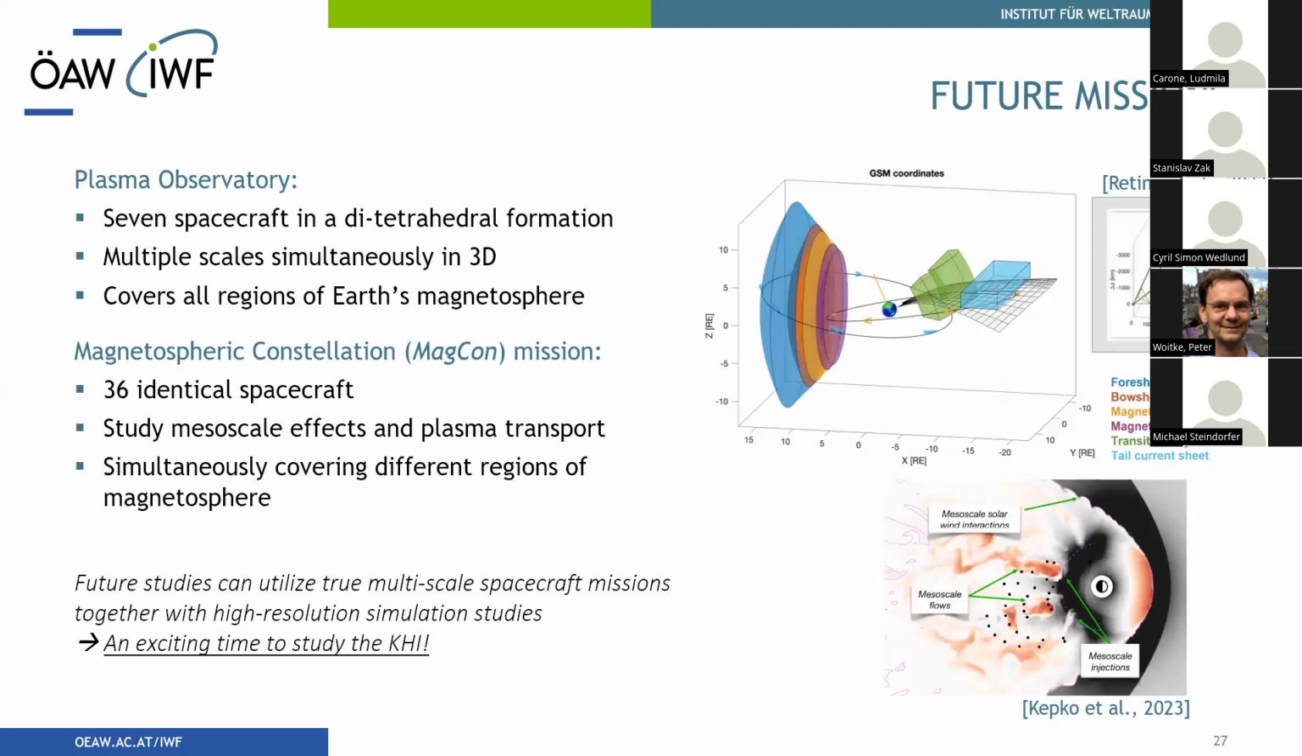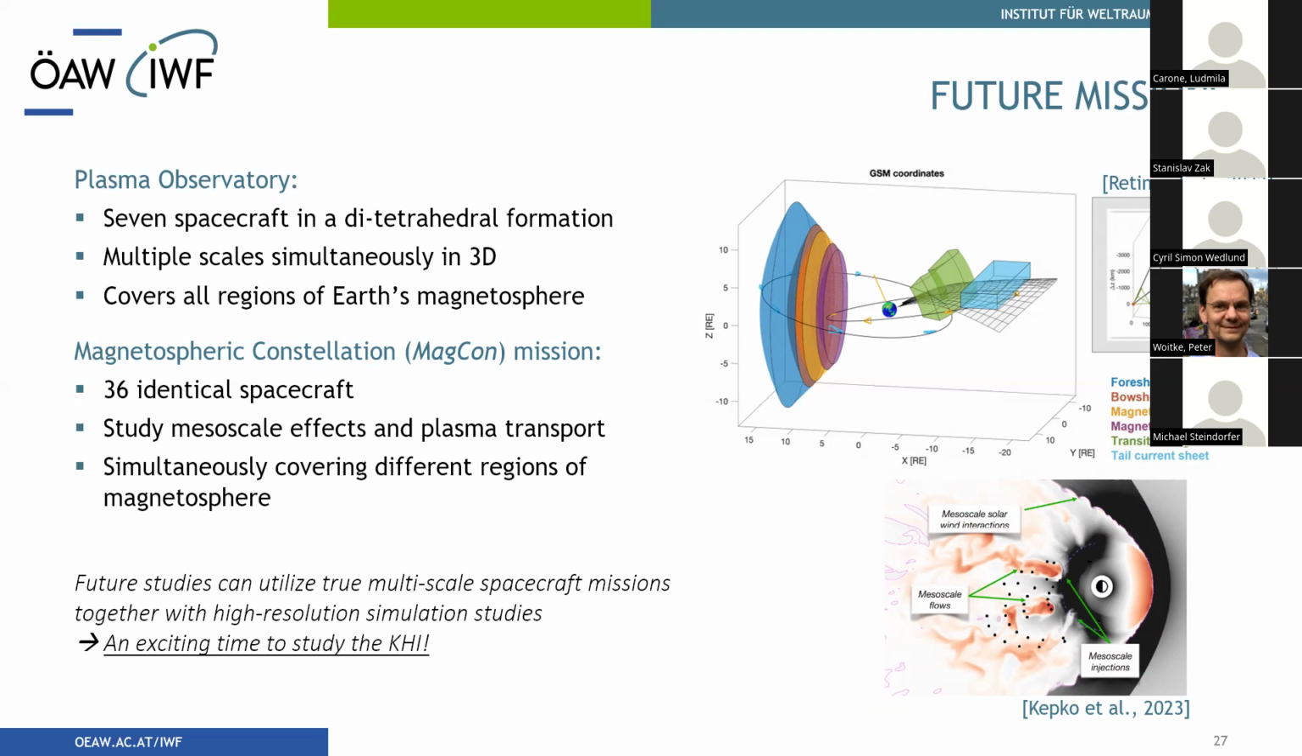One of them is the Plasma Observatory mission. And if you remember, the MMS spacecraft were 4 identical spacecraft. Here we have 7. On the top here, you see this very small red dot, which would be 1 spacecraft. Then you have this kind of triangle here. So you have the first tetrahedron at the electron scales, and then there would be a second one at the ion scales. So you could simultaneously study different scales with the same mission for the same effects. And for KHI studies, this would be extremely nice.